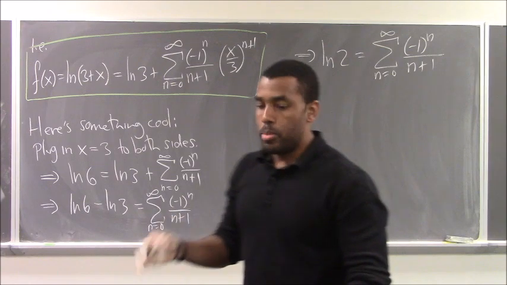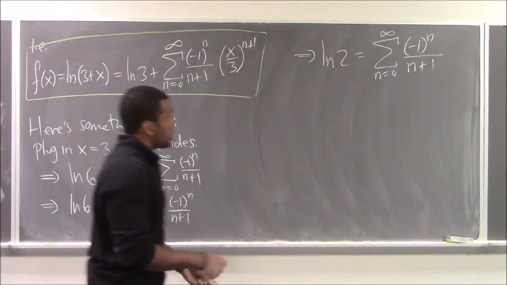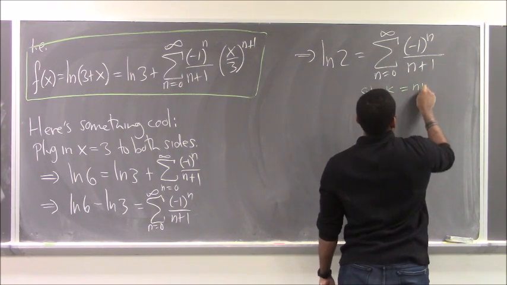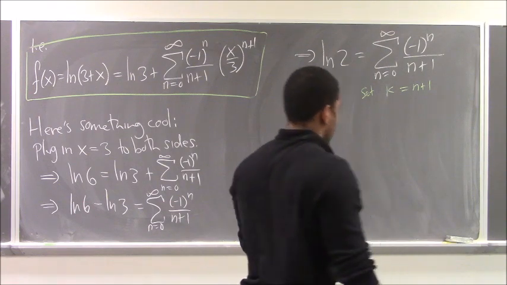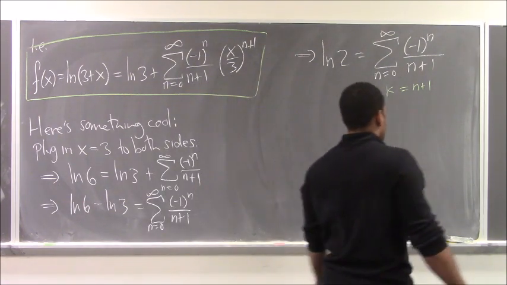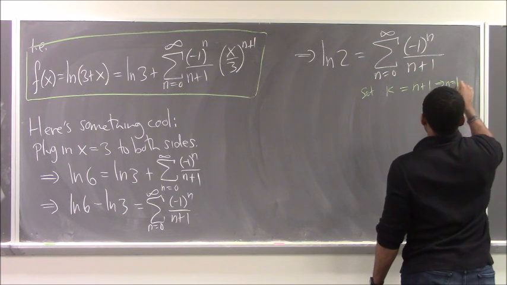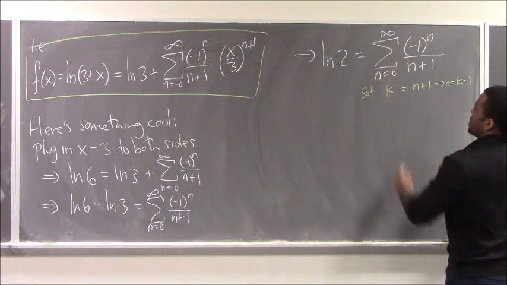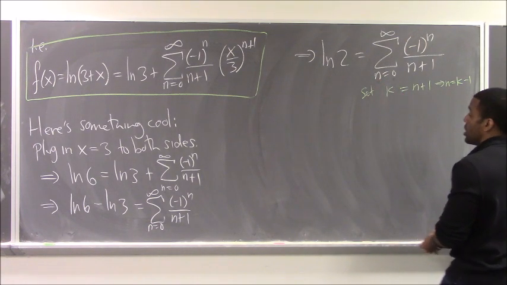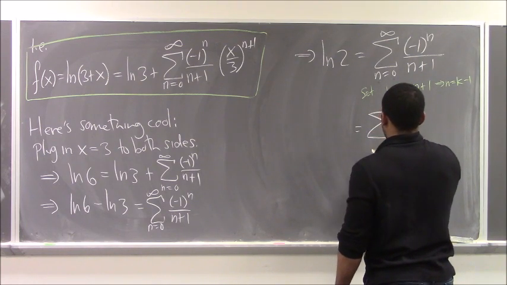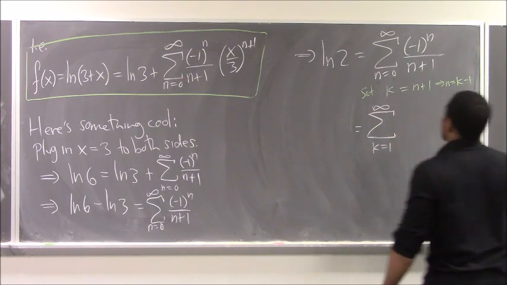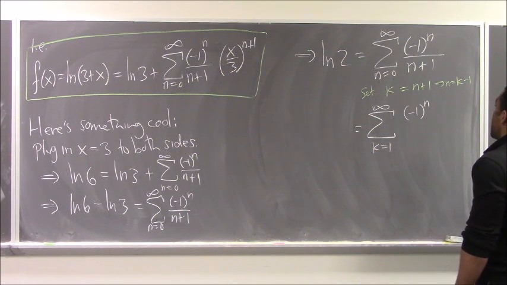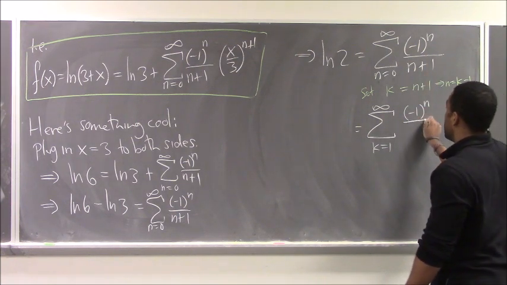Now, just to make this look a little bit nicer, what I'm going to do with the series here is set k equals n plus 1. This means n equals k minus 1, of course. So if I replace this n with k minus 1, I can add 1 to both sides, so I can start the series from k equals 1. And my n plus 1 here is just k.